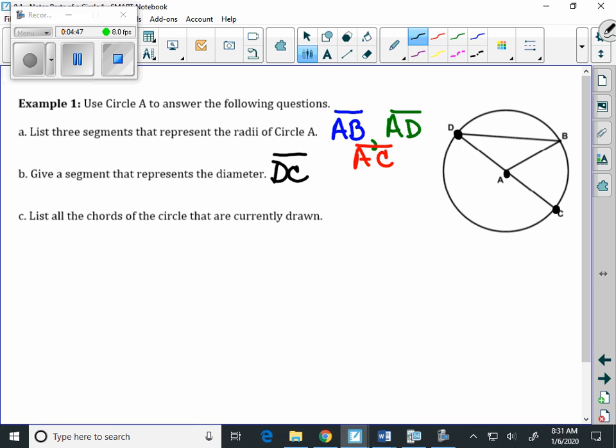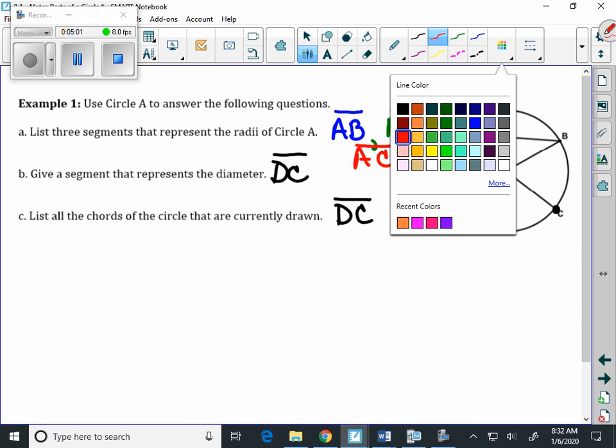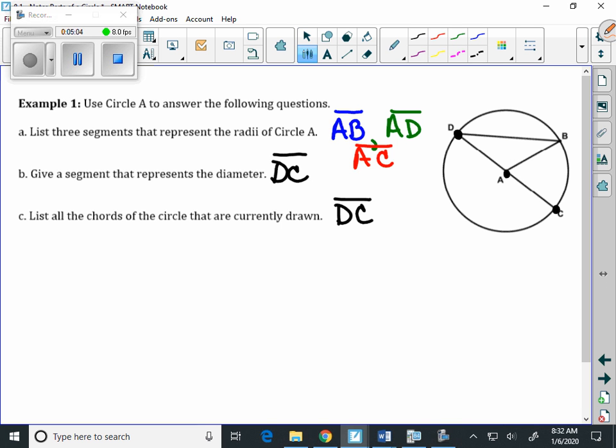And then all chords that are currently drawn in here. Well, again, the diameter is a special chord, so DC, and there actually is one more chord, which we saw a moment ago, and that chord is going to be DB. It just has its endpoints on the circle, and then we're connected there, and it's segment DB. And chord might be one of those terms that you're not familiar with.